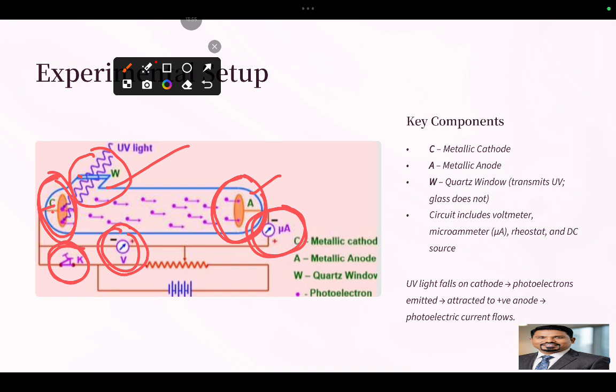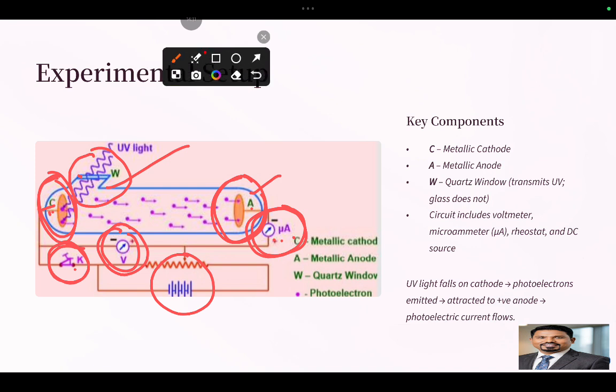Let's see the components here. C cathode plate, A anode plate, K plug key, V voltmeter, and this one microammeter. So this is about the external source, and this is the experimental setup for the photoelectric effect. When UV light falls on the cathode plate, electrons are emitted, and they travel towards the anode plate from the cathode.